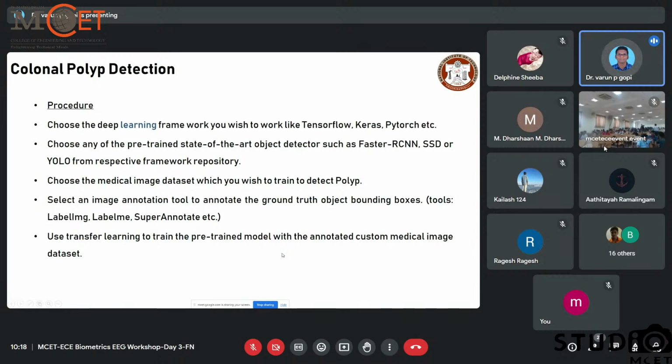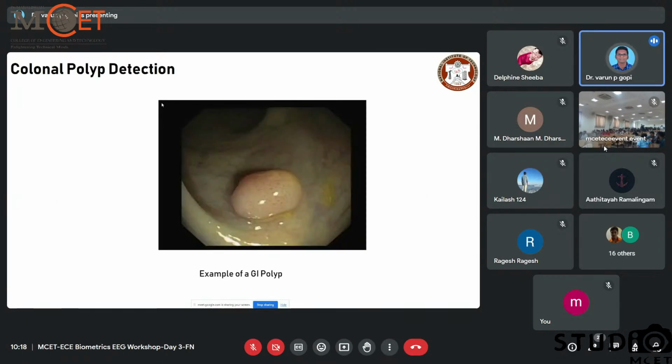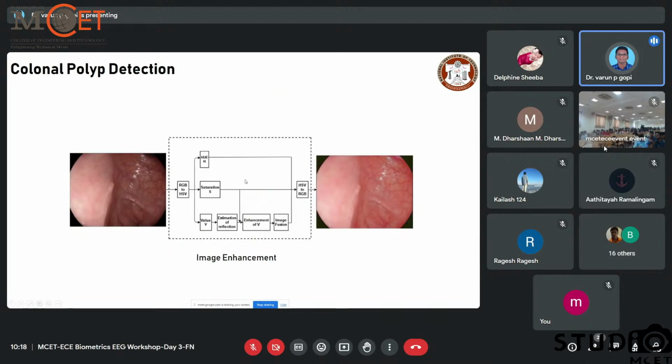Based on this, we have done some work on medical image data. We have tried coronal polyp detection. This is an example of a polyp on the colon of the human body. This is the initial stage of cancer, so we call it a polyp. Once it is found in the initial stage, we need to cure it, otherwise it will go to cancer. So we are going to detect this polyp in the human colon.